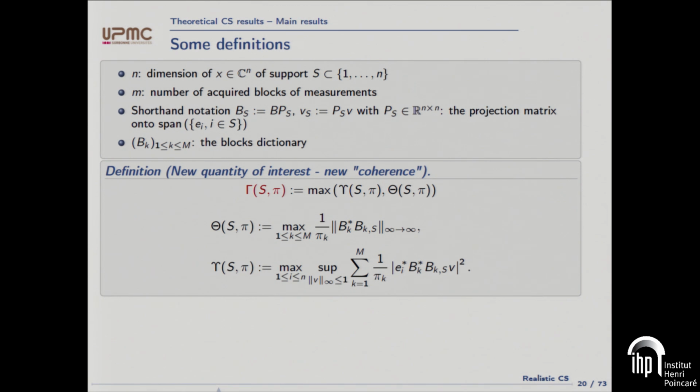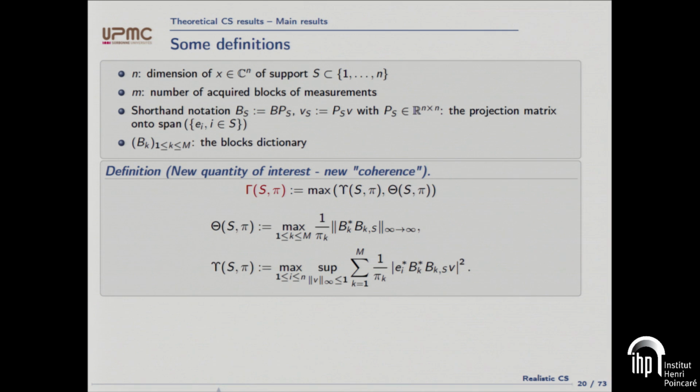Theta is defined like this: you look at the infinity to infinity norm of B_k star B_k restricted to the support, and you renormalize by the probability of drawing the kth block. In all the examples that I will show you, those two quantities always match, in the applications that I've considered. So that's why we wanted to kill one.